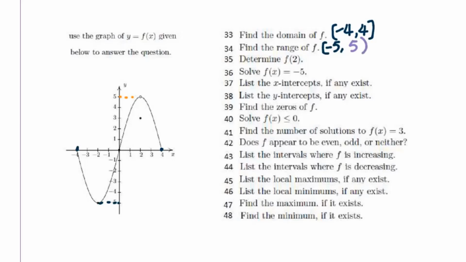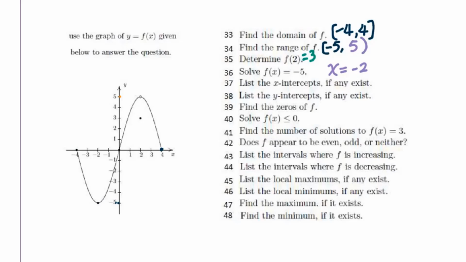Determine f of 2, so find the 2. Then we draw a vertical line. This is a closed dot. That means it equals 3. For f of x equals -5, we need to find -5 on the y-axis. Then you draw a horizontal line. It's this point. So you get x equals -2.